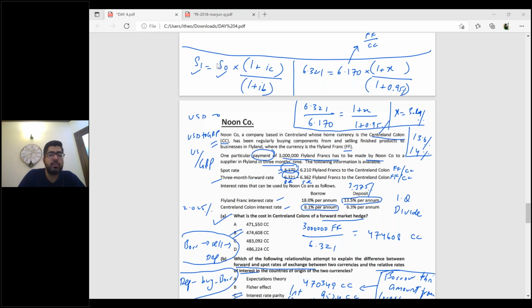Because, Abbas, you are taking 6.321 as the 3-month forward rate. Since you are taking the 3-month forward rate, you need to have interest and inflation rates for 3 months. So Assam, 3.8% was per annum. We need to put 3 months, so 3 months is 0.95%. 3.8% is per annum, so for 1 year, per month you need to divide it by 12, and for 3 months, multiply by 3.